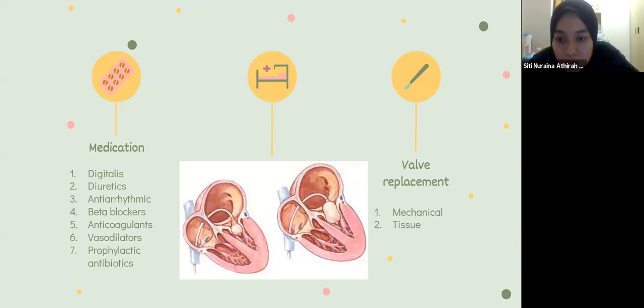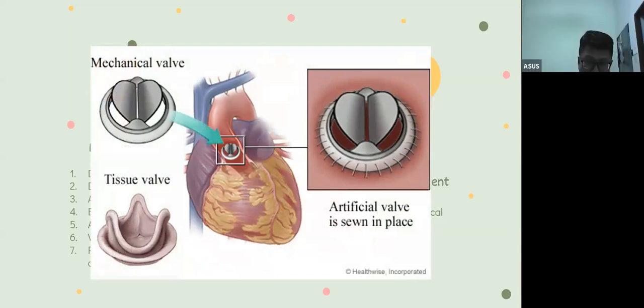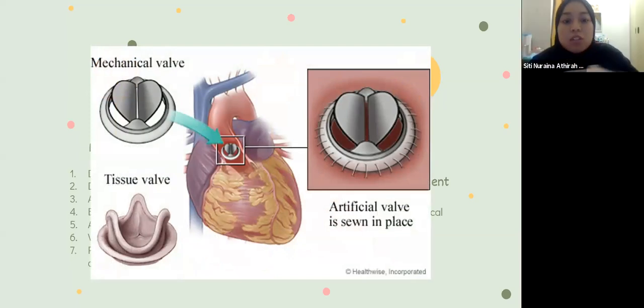Okay, so this is the mechanical valve and tissue valve. So basically the indication for surgical intervention is based on the severity and the condition of the heart itself, such as if there are congenital heart problems, we will have to do surgical intervention because the patient, such as with atresia, might not survive. So we will have to do surgical intervention.